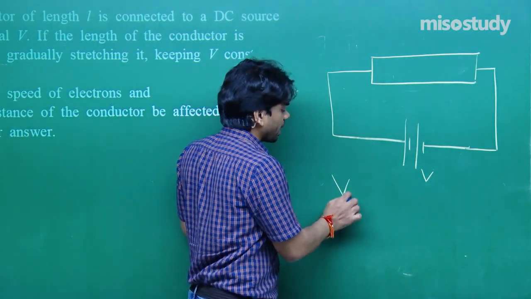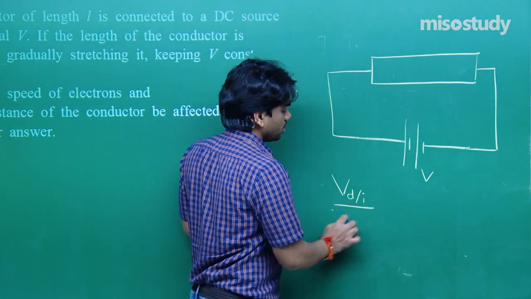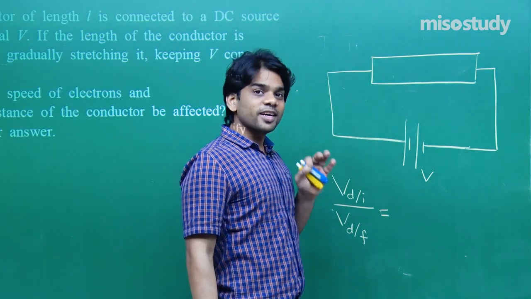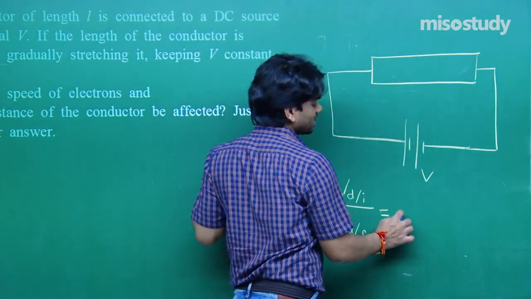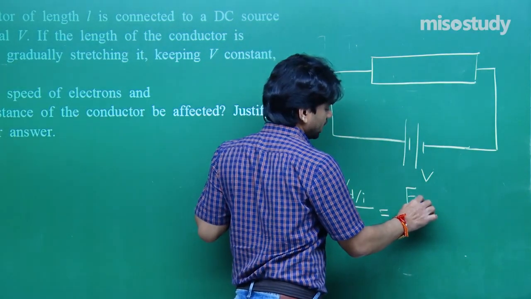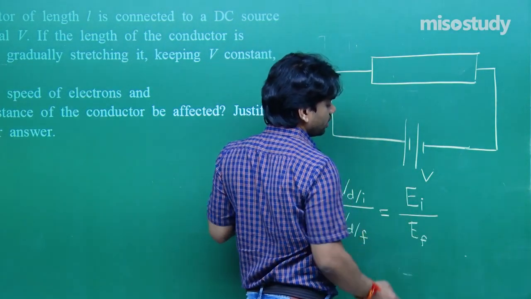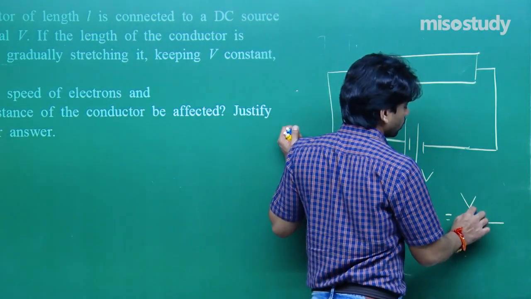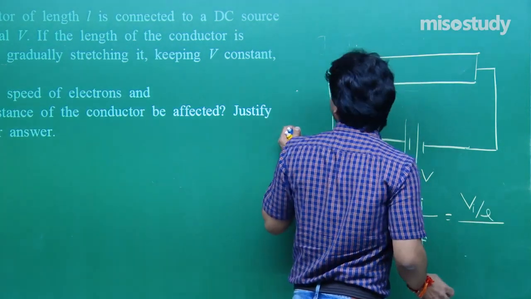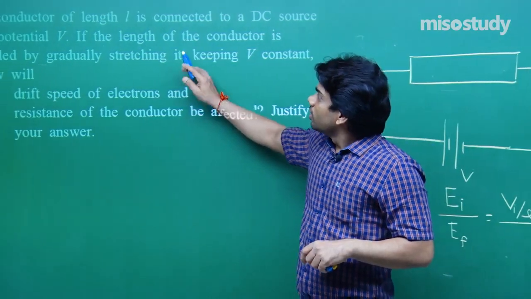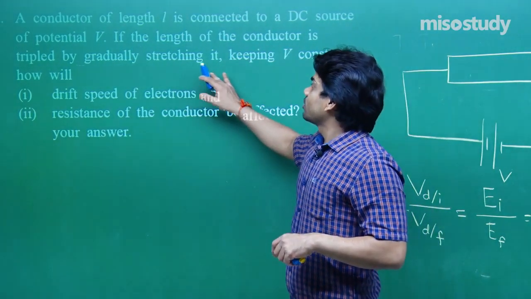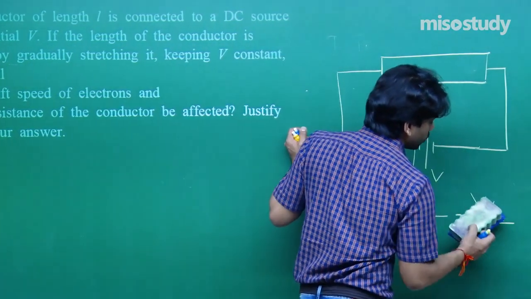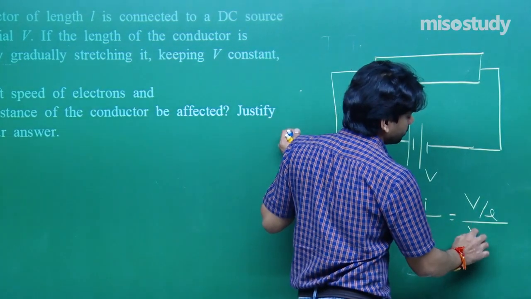Now, I am comparing vd initial upon vd final. We all know that drift velocity is proportional to the electric field which exists here. So I am writing here electric field initial upon electric field final. E I am using for electric field, and electric field is what? Potential difference divided by length. Potential difference initial divided by length, and finally the length is what? You see here, if the length of the conductor is tripled by gradually stretching it, keeping V constant, V is constant, length is tripled, so I can use only one V, not required to use V initial, V final.